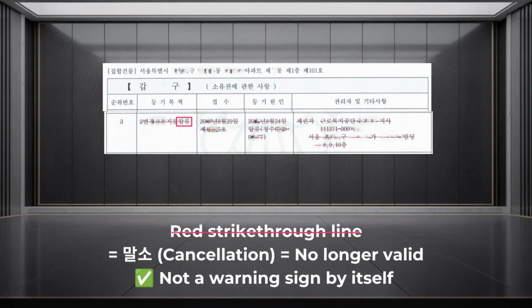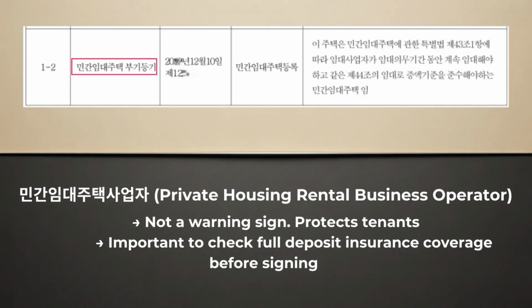In Section A, Ownership Matters, an item with a red strike-through line is already resolved. It is no longer valid. Items without a red line are currently in effect. If Section A, Ownership Matters, shows a supplementary registration for a private housing rental business operator, this is different from warning signs. It means this property has legal obligations to protect tenants. However, before signing, it is important to confirm that the owner has deposit insurance. It is also important to verify that the insurance covers the full amount of your deposit.